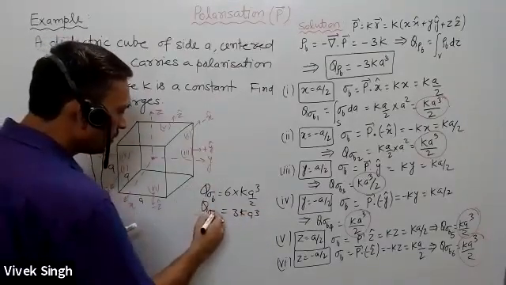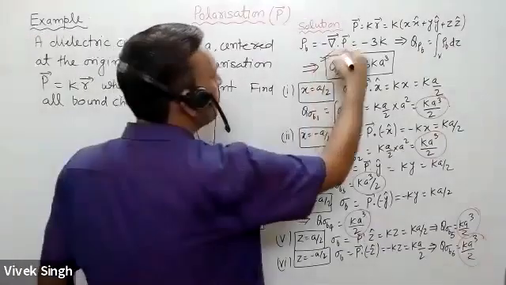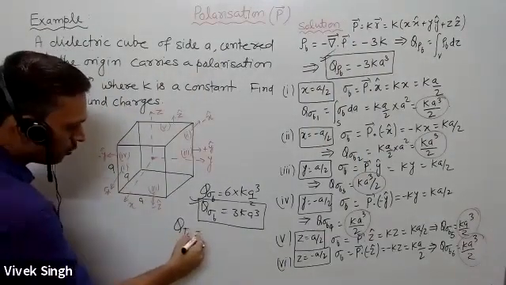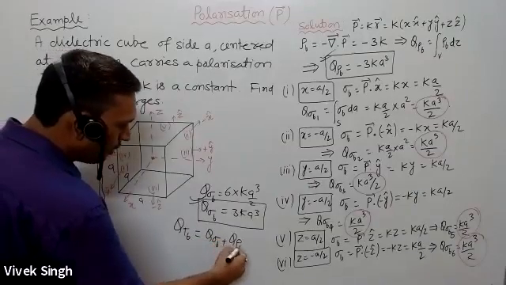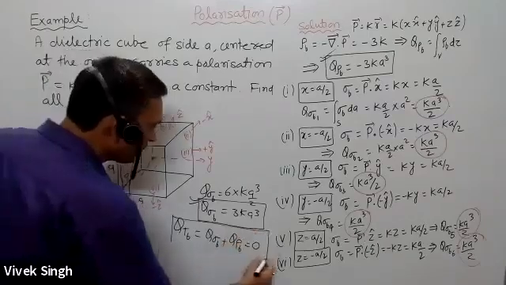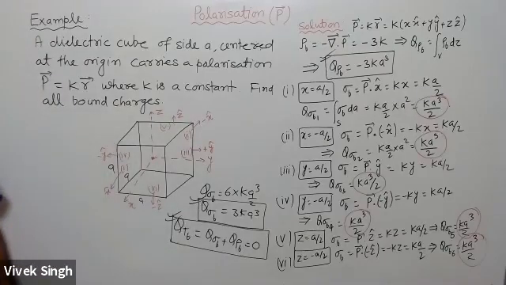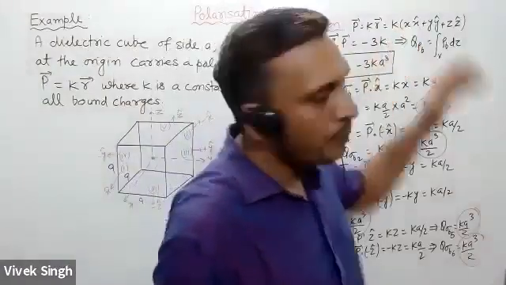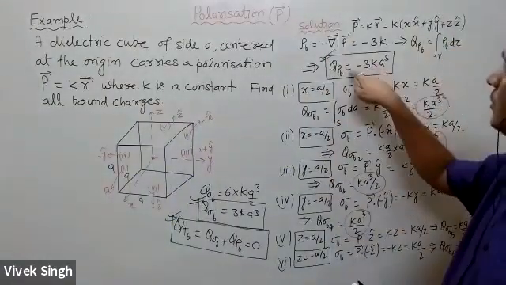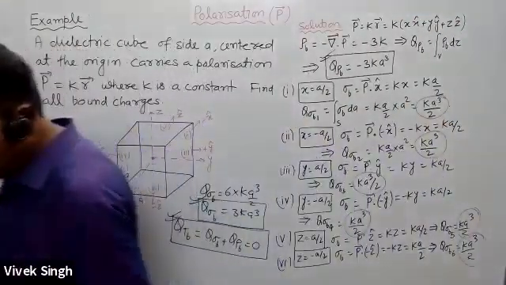So you can see Q sigma b is plus of this value and Q rho b is minus of this value. So what will be the total bound charge? Total bound charge is Q sigma b plus Q rho b, and that will be 0. Okay? Is this 0 clear? Because of uniform polarization, no, sir? This is non-uniform polarization. Rho b is non-zero. You can see it is a function of r.